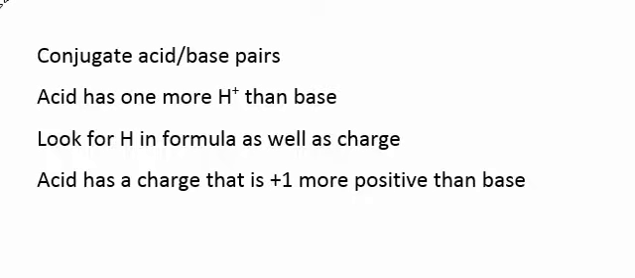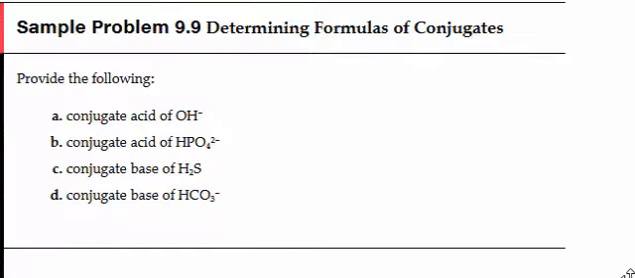And before you begin, I just want to remind you that as we look at conjugate acid base pairs, the acid always has one more proton than the base. So there will be an extra hydrogen in the formula of the acid compared to the base, and the charge of the acid will be +1 more positive than the base. So pause the video and answer this problem.